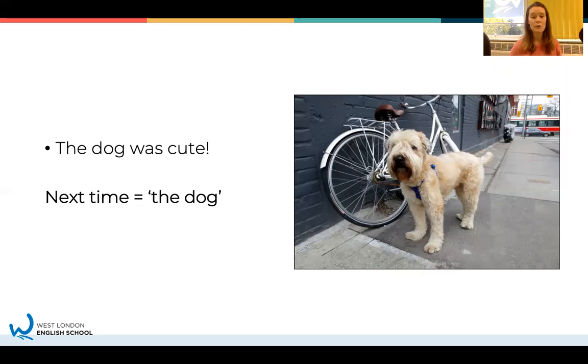Now, you know which dog I am talking about if I say the dog was cute. This time it's specific. I'm talking about this dog that you can see here on your screen, who is very cute. So now that we've already mentioned this dog, you know that we are talking about this dog, and that's why we use the.